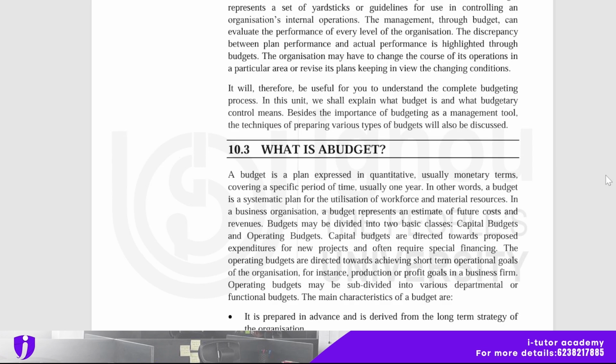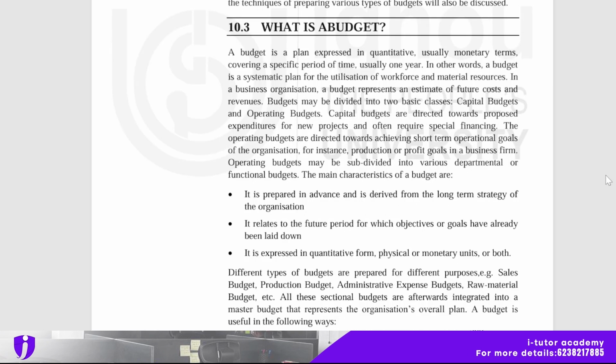In this unit, we shall explain what a budget is and what budgetary control means. Besides the importance of budgeting as a management tool, the technique of preparing various types of budgets will also be discussed. What is a budget? A budget is a plan expressed in quantitative, usually monetary terms, covering a specific period of time, usually 1 year. In other words, a budget is a systematic plan for the utilization of workforce and material resources. In a business organization, a budget represents an estimate of future cost and revenue.